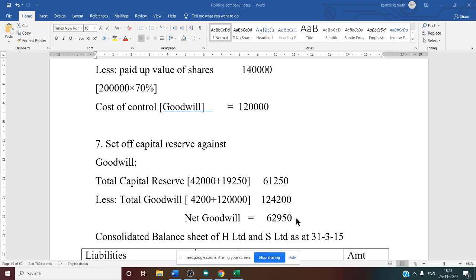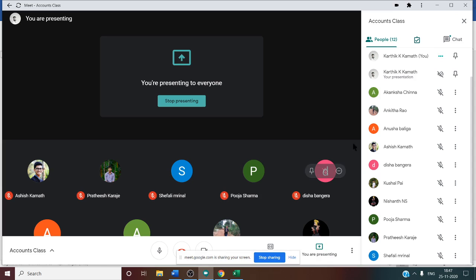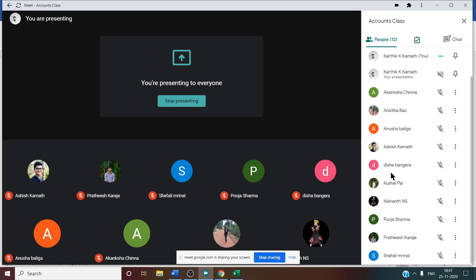So positive balance. That is why this answer you have to show in the consolidated balance sheet asset side. So all these working notes you have to do before doing the balance sheet. Any doubt regarding these working notes, you can ask me now. All 7 working notes. Yes, tell me. Akamsha, Ankita, Anusha, Ashish, Disha, Kushal, Nishant, Pooja, Pratish, Shifali. Tell me. Have you understood this working note?